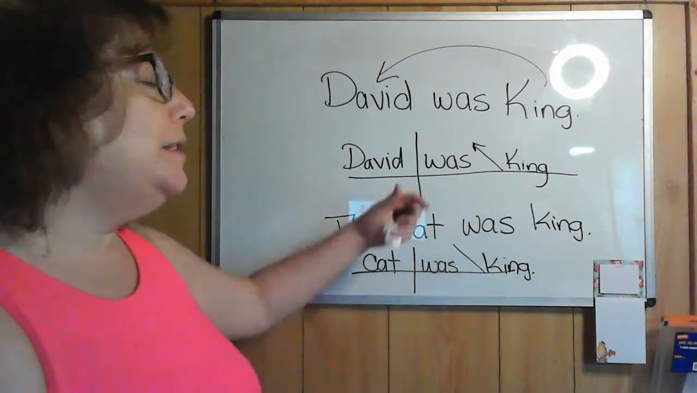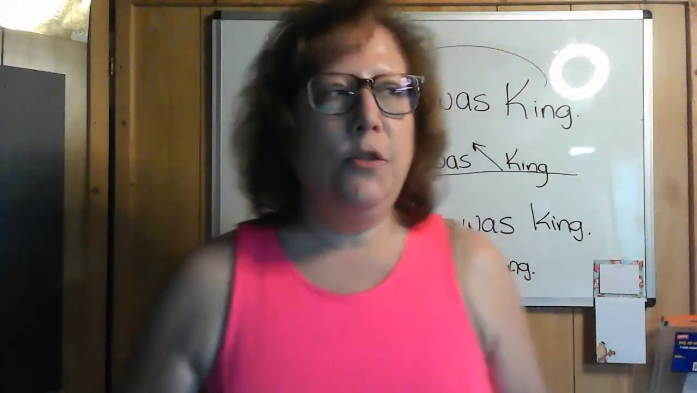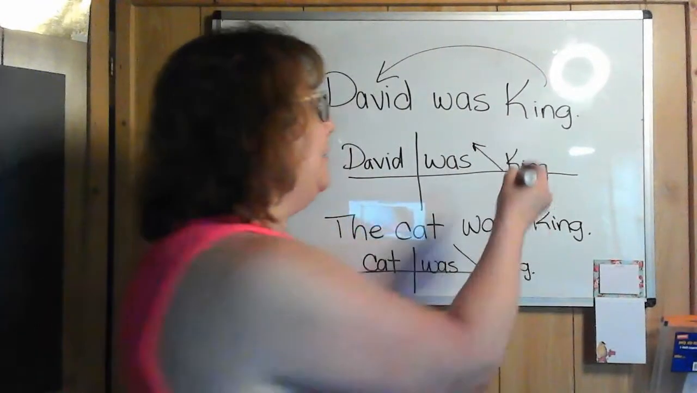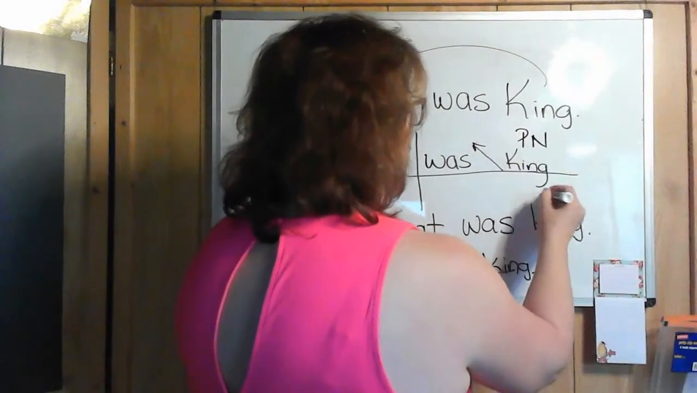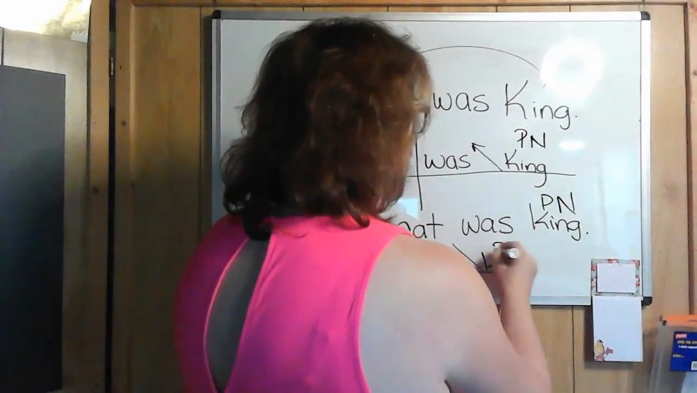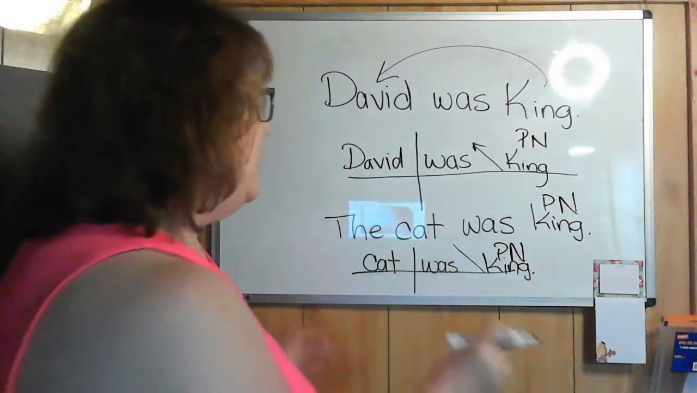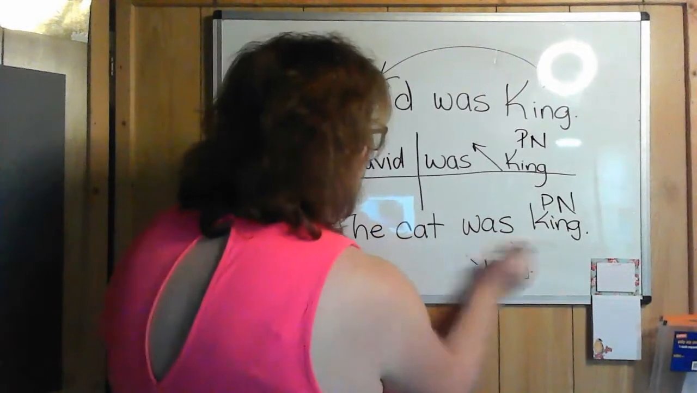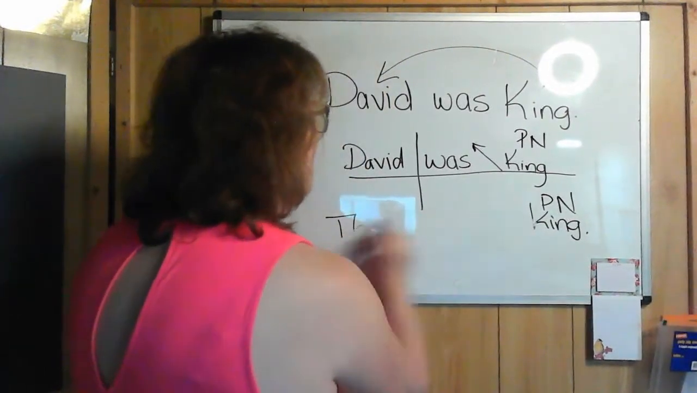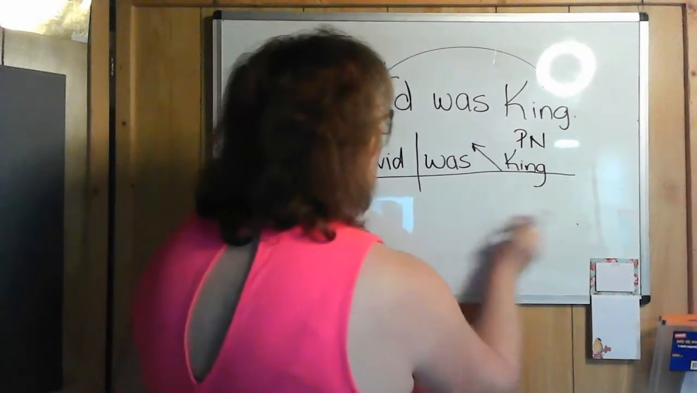So this is the nominative. This is where a noun shows up here. This is PN. PN. Nominative. Just like noun, it's in the nominative. Now, there can also be the adjective showing up. So you can have one of two things showing up in those spaces.